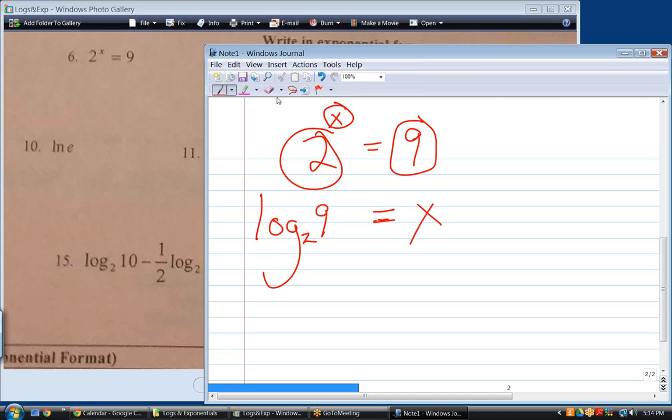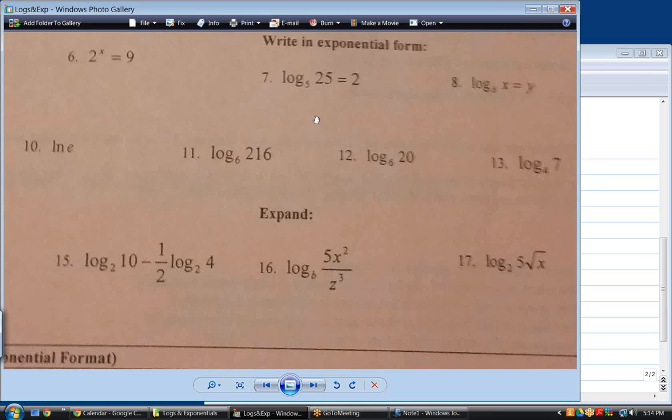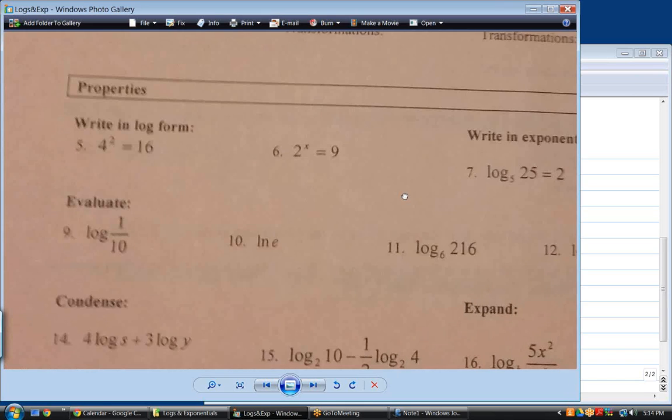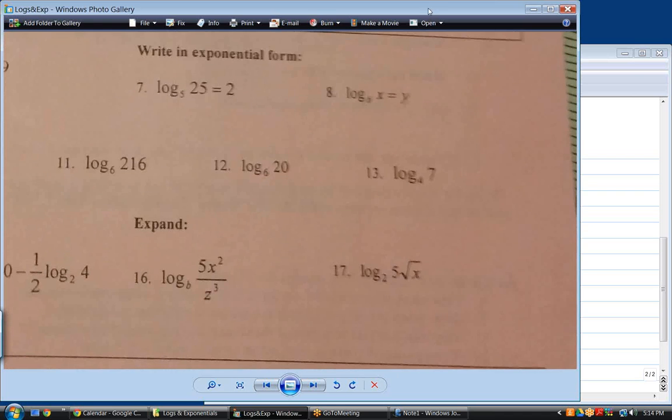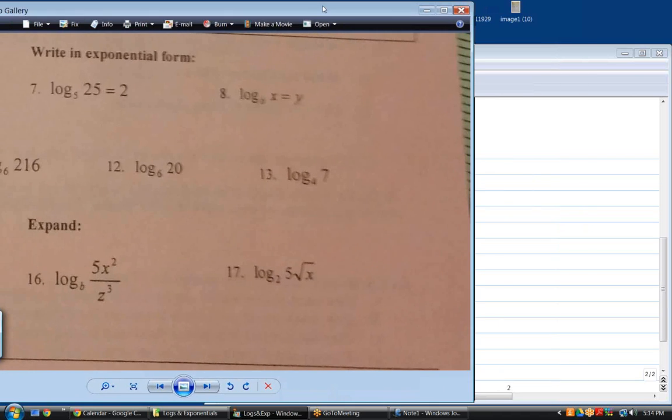In other words, we could have done this by knowing that logs are exponents, so the log expression has to equal x, and then we figure out that the 2 goes there and the 9 goes there. If you ever forget how to do it, just always remember logs are exponents, and that will answer it.